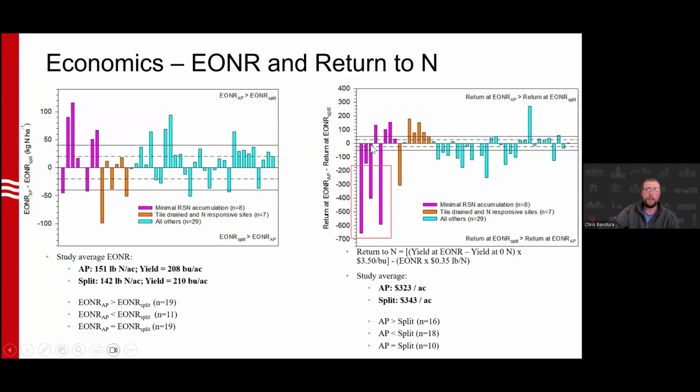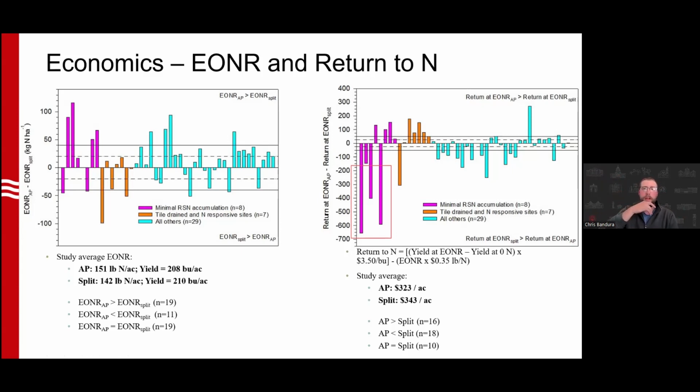And what these purple sites all are either very heavy clay soils that are very to poorly drained, or they're very sandy soils that are excessively drained. Based on the precipitation data that we collected, we know that these are sites where we experienced either high denitrification losses or significant leaching losses.